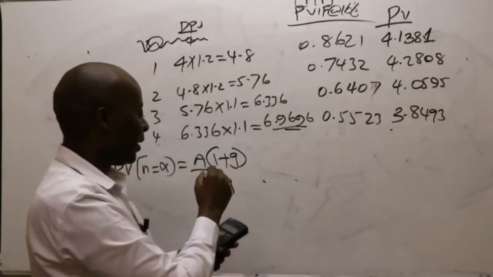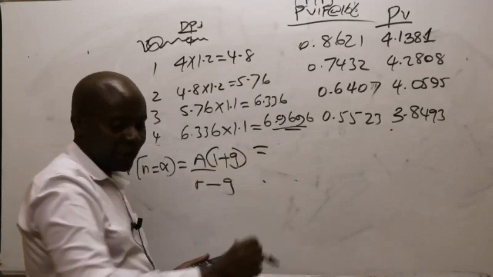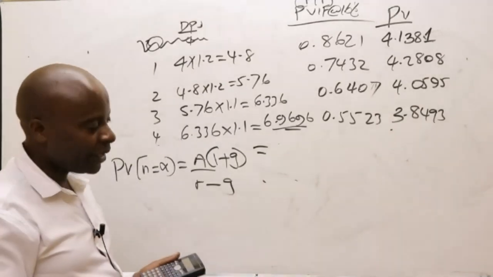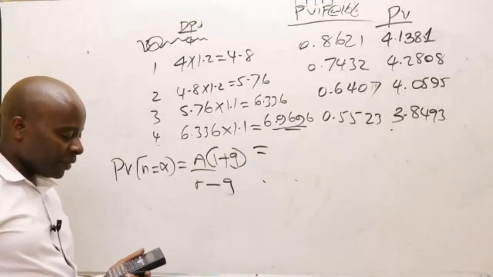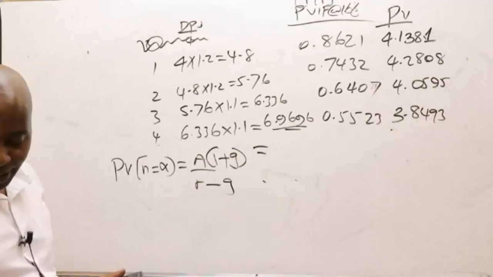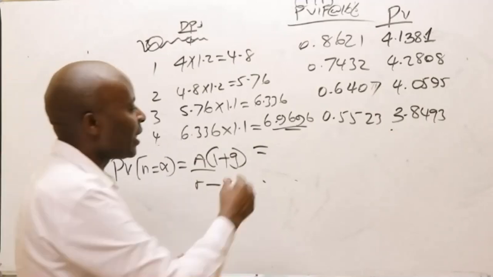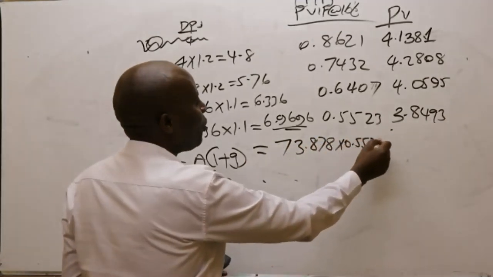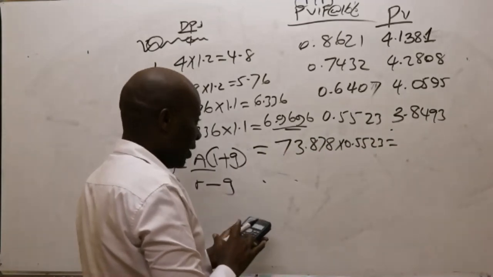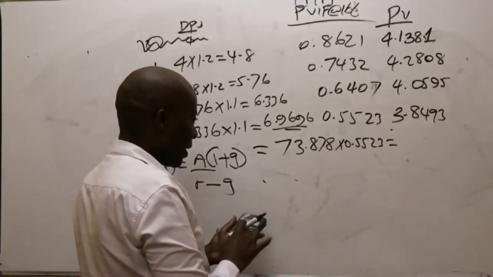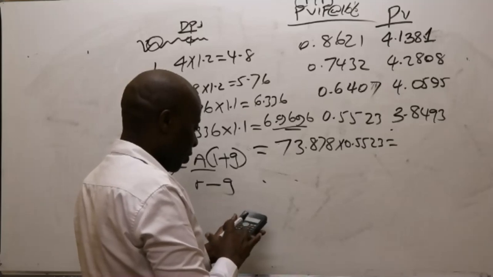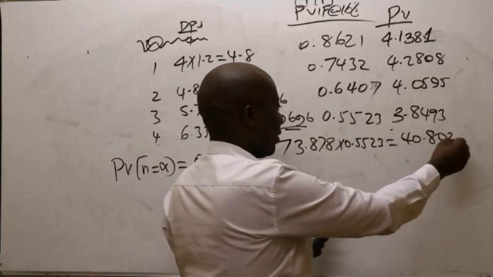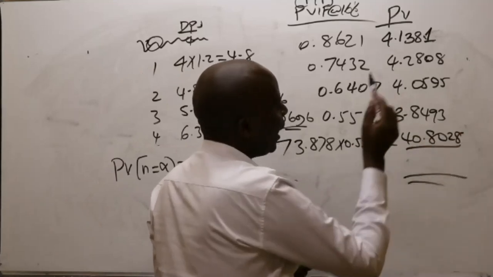And then now you come and grab the other figure. That is the figure of perpetuity that they gave us there, 73 point something. Please make reference there. It is 73.878. So 73.878 times 0.5523 will give us 40.8028, like that.